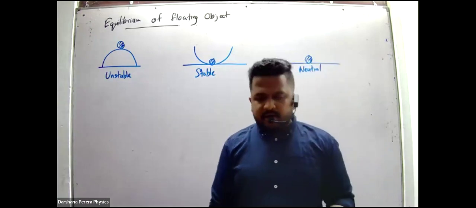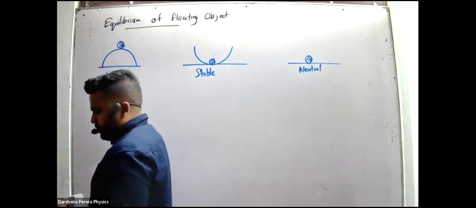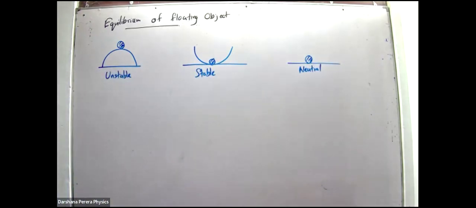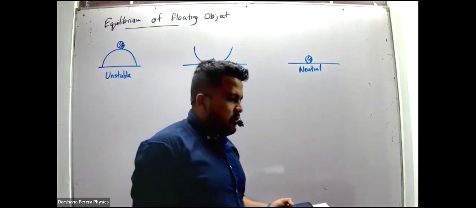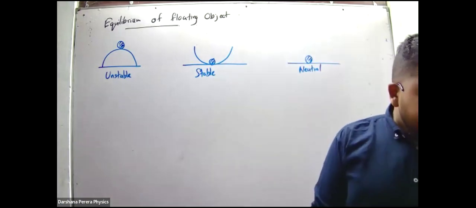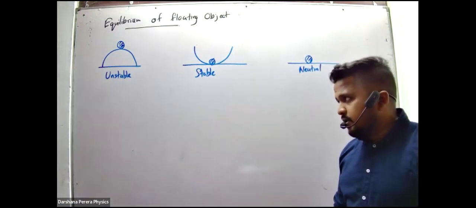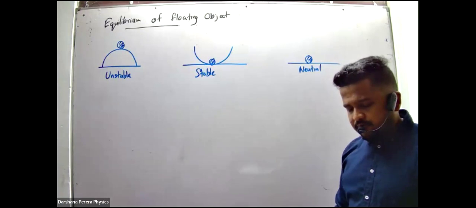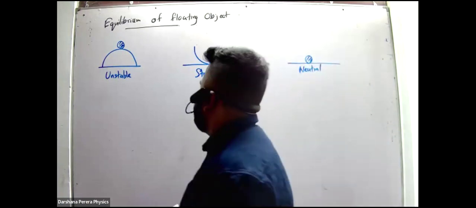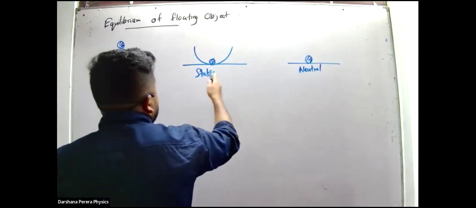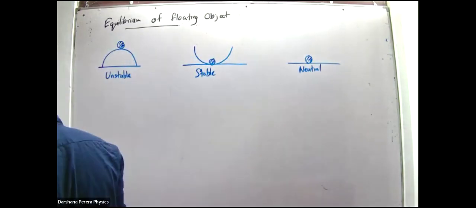Right. Write down the topic: equilibrium of floating object. Then write down there are three equilibrium states that can be found. Right, now this one: unstable equilibrium, stable equilibrium, neutral equilibrium.